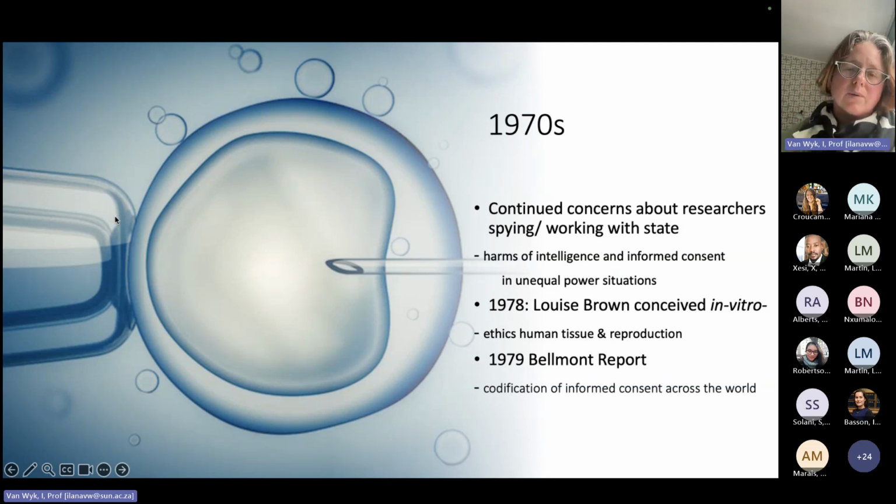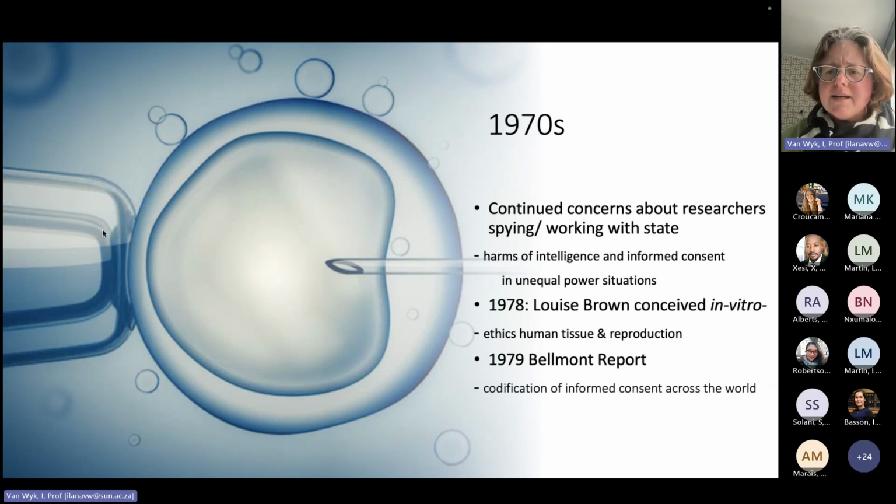So it started questioning. From the 1950s right through the 1970s, but in the 1970s, this question started to become the question in social science. In 1978, a discovery, an advance in the medical sciences, led us to the first in vitro conceived baby, Louise Brown, which immediately started raising new ethical questions about human tissue and reproduction. To what extent can we intervene? To what extent can we take this human tissue when we can create life with it?